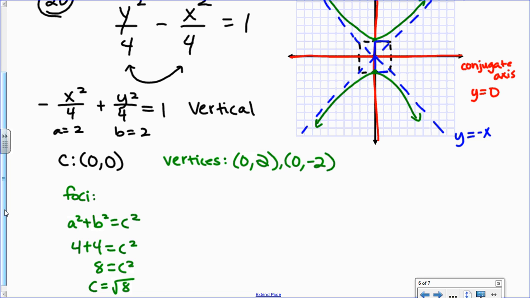So again, the foci will be on the transverse axes as well. So here and here. Okay, when I write that as an ordered pair, though, I need it to be exact. You could simplify square root of 8 to 2 square root of 2, but you don't have to simplify your radicals. So remember, c is the distance from the center. So I did not move left or right, so I'm still at 0 for my x coordinate.